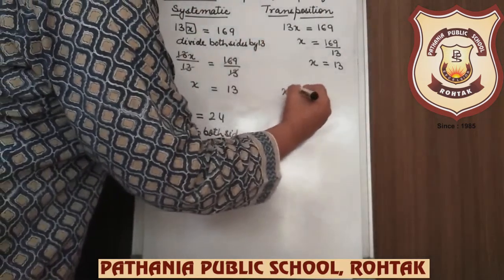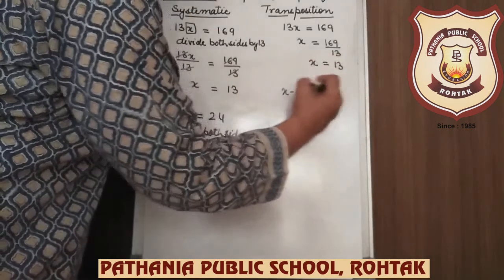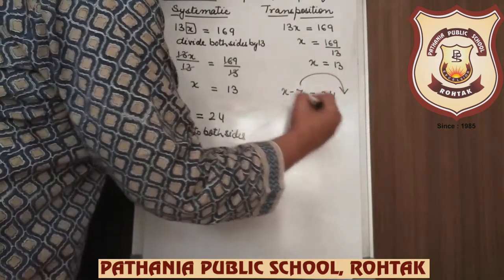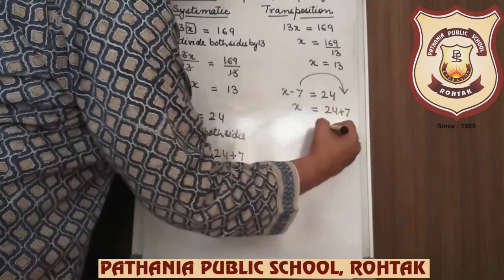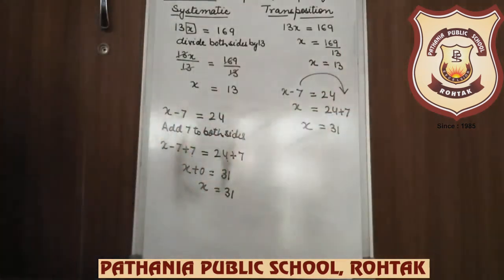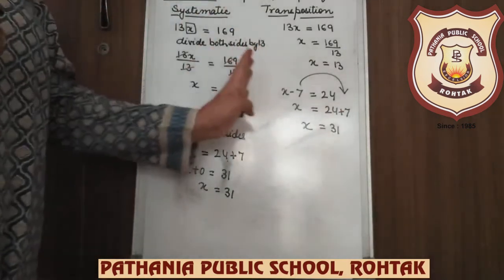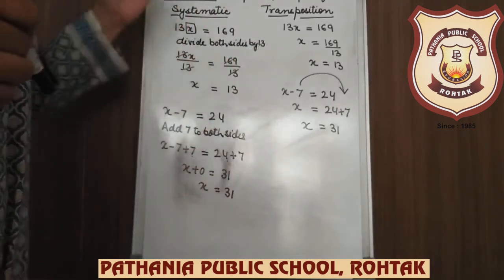Similarly, x minus 7 is equal to 24. Now take 7 to the right hand side. It is minus 7, it will become plus 7. So it is 31. Is it clear? So these are the two methods. You can go by any of these two. It is your choice if it is not specified.